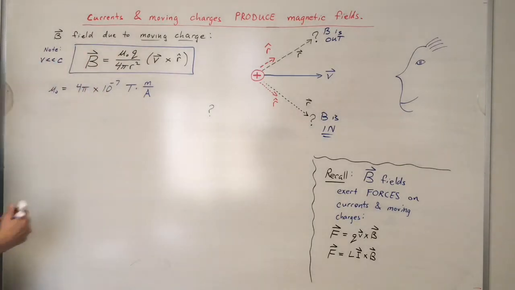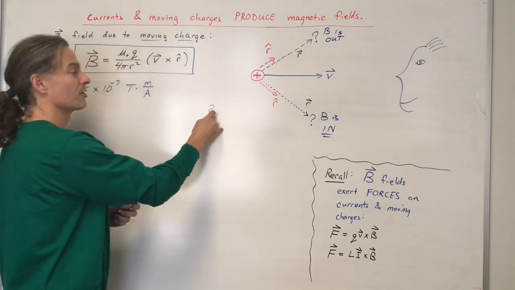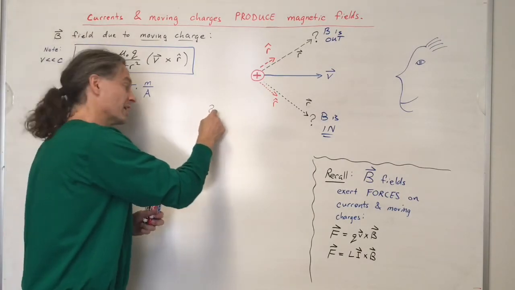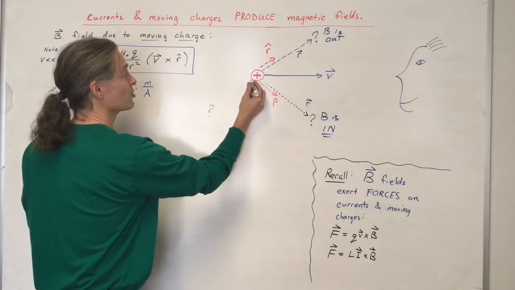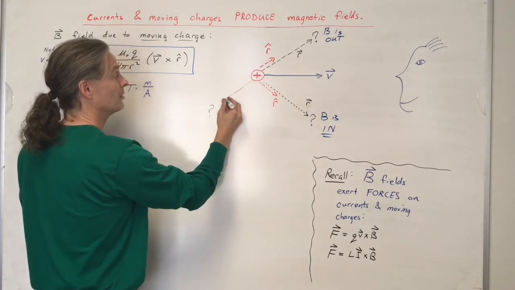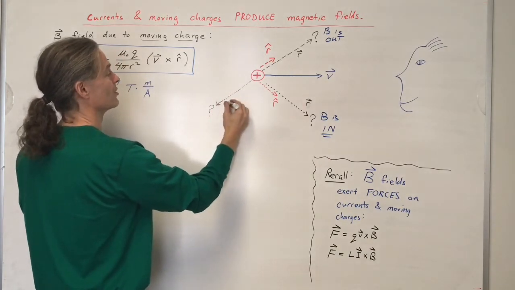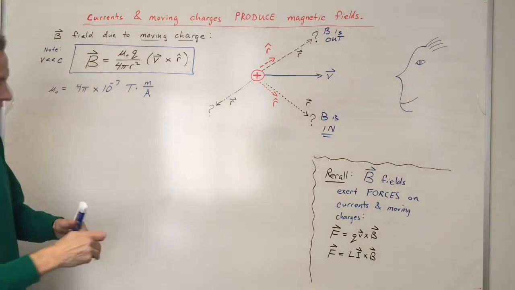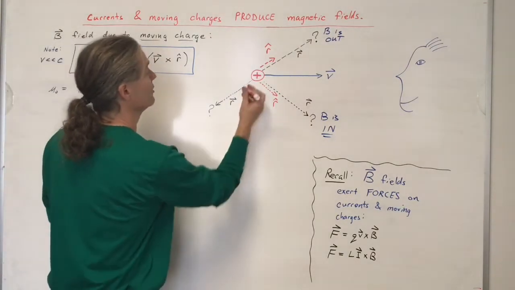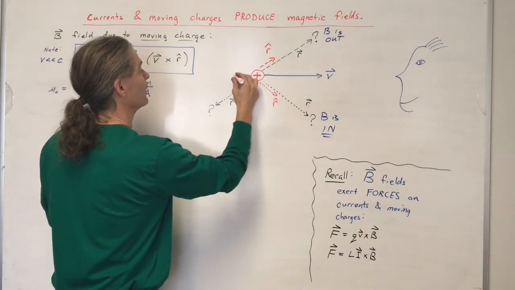All right, let's do one more. Let's consider this location right here. If I want to know the magnetic field right here, I need to draw myself an r vector from the charge to the location where I want to know the magnetic field. So here's my r vector. I need an r hat unit vector, which points in that direction. R hat.